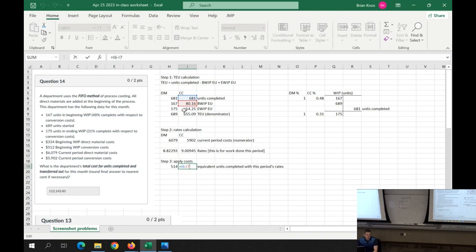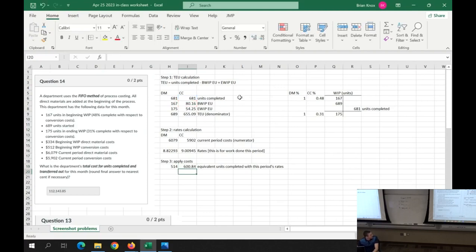I threw a lot of words at that, which hopefully helped explain it if it wasn't already clear. But any questions on this step here? Yeah. So we don't use the TEU here. We just take the units completed and subtract. Correct. We don't need to use TEU. Once we have the rate, that TEU's job is done.